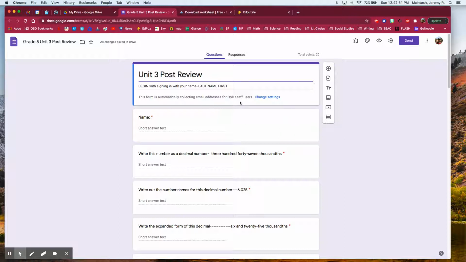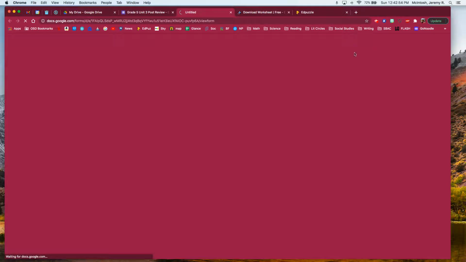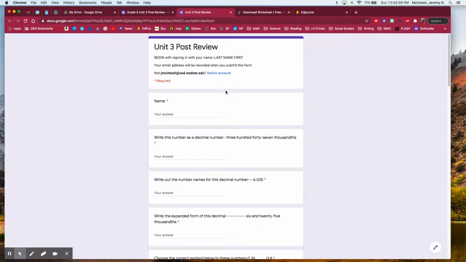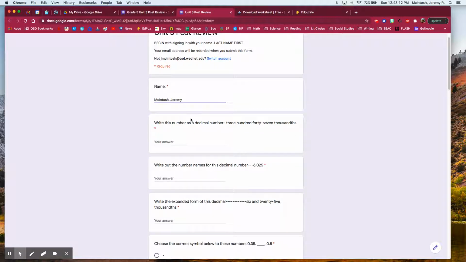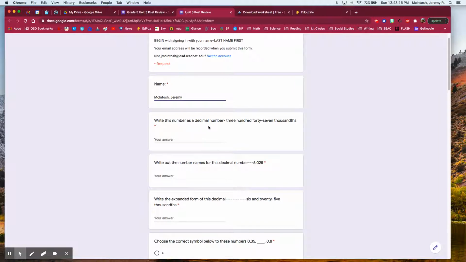So as you go through this, let me go into preview mode so it's a little easier to see. This is what it'll look like. It says begin with your name, last name first. So you'll put your last name first. Jeremy for me. Okay. Did you do that? Good. Okay, so number one says write this decimal as a decimal number.